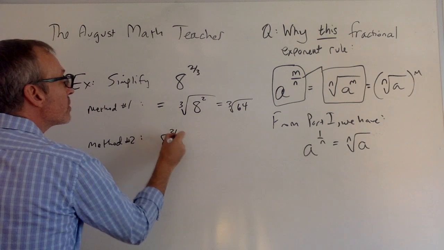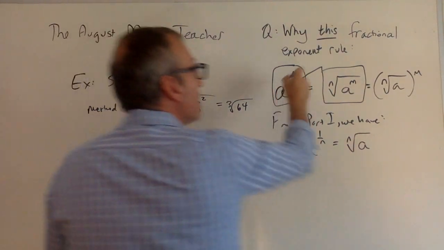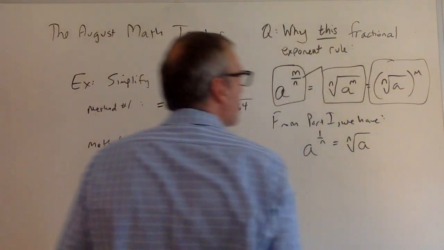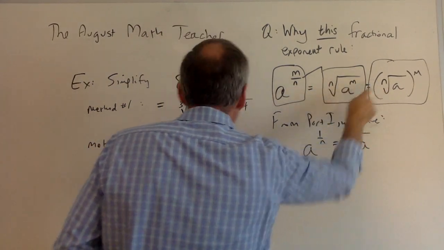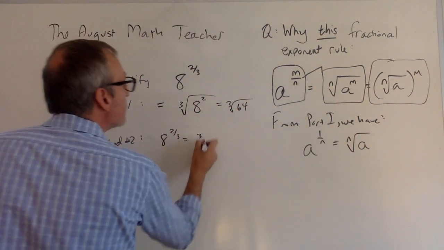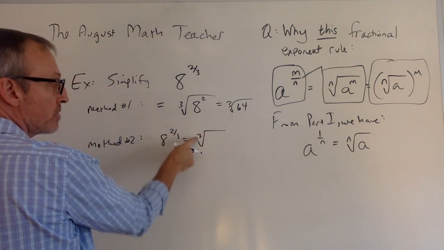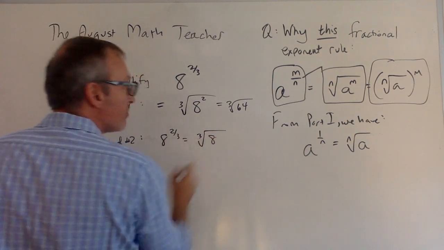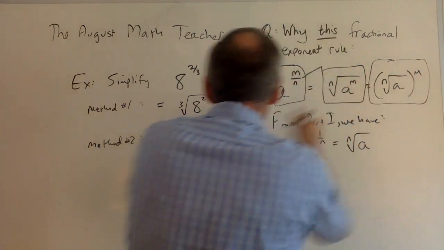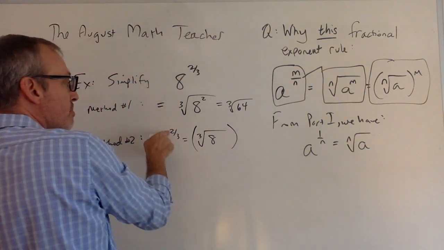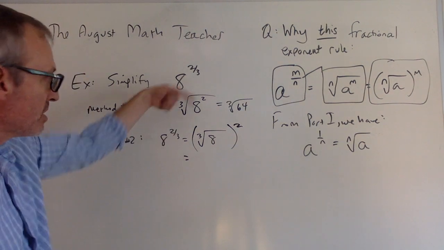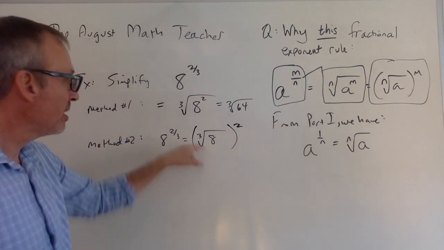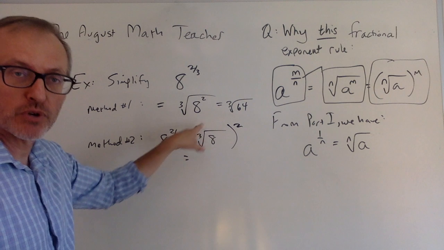8 to the 2/3 can also be written according to this rule. Again, the n, the denominator, is the index of the root. So I have 3. Index just means this number that goes here. It's the third root of 8. But now it's in parentheses, this whole thing, and it's to the power of that numerator, squared. Now the difference here between this one and this one is I'm not going to get 64 here, because I'm supposed to take the third root of 8 first.